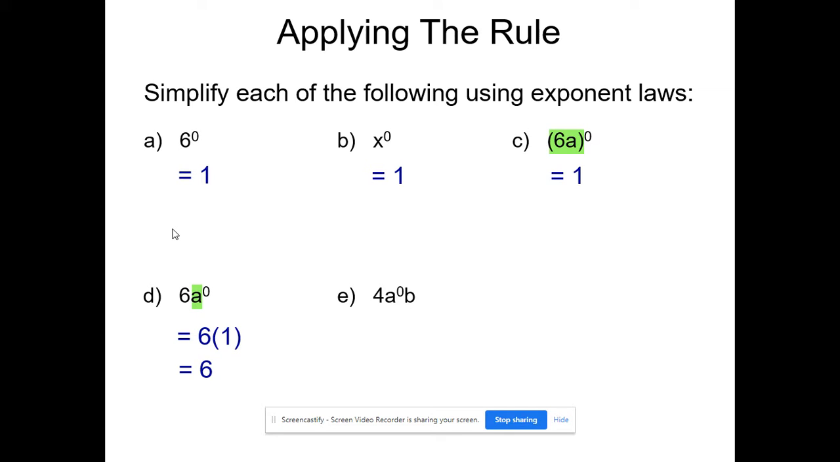Our last example, I have 4 a to the 0 b. So that power of 0 is next to the a. So the only thing that gets the power of 0 is a. So the 4 is not going to change. The b is not going to change. Only the a is going to become a 1. So I get 4 times 1 times b. 4 times 1 is 4, times b is 4b. So the final answer for that one is 4b.